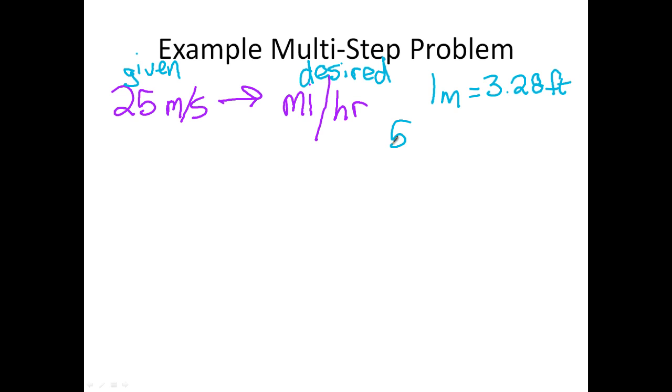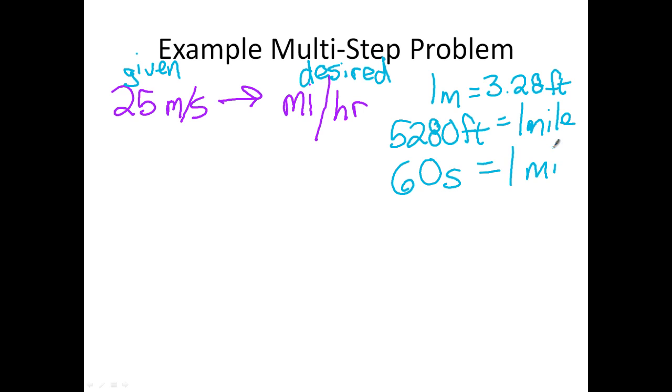I'm going to give you 5,280 feet equals 1 mile. I'm going to give you 60 seconds in 1 minute and 60 minutes is 1 hour. You might not find those in the book. Yeah, a lot of times they won't give you the time conversions because we've all grown up knowing that there's 60 seconds in a minute, 60 minutes in an hour.